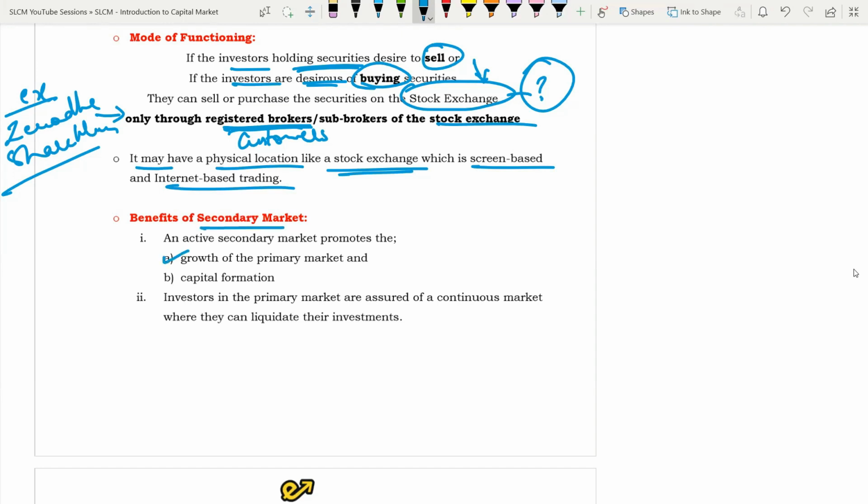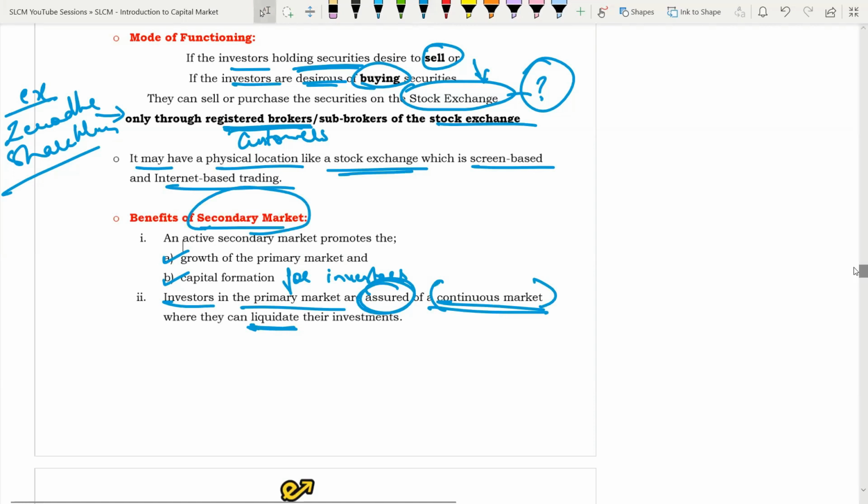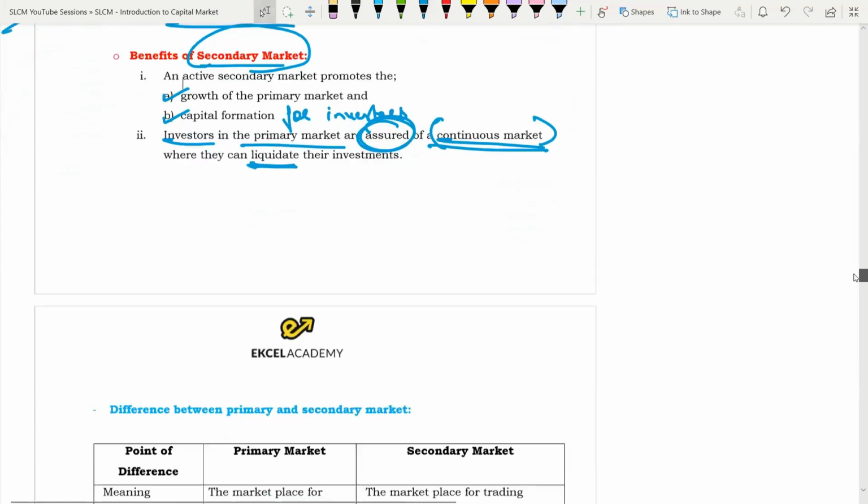First one, it helps in the growth of the primary market and capital formation for the investors, right? The investors in the primary market are going to have an assurance of a continuous market, that at any point in time, if they don't want to have the securities, they want to sell them, they will have a ready market available where they can go and sell their securities. So establishment of a continuous market to ensure liquidity is done by the secondary market. That is the benefit of the secondary market.